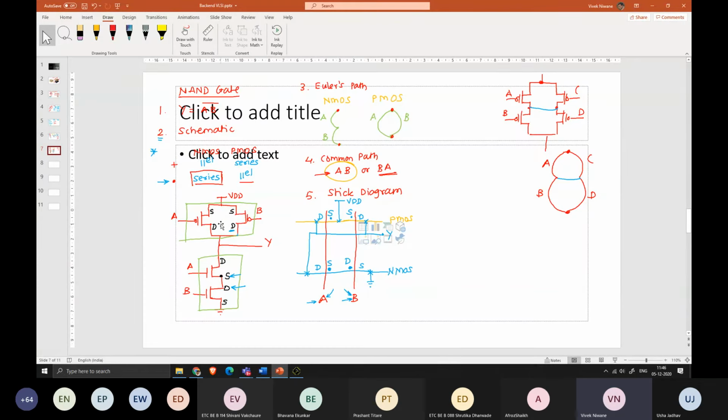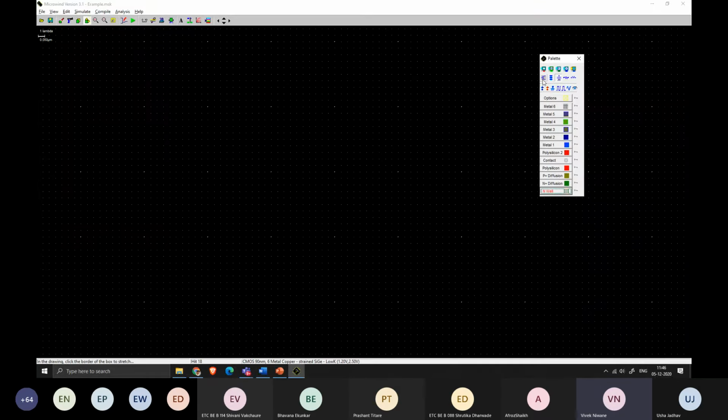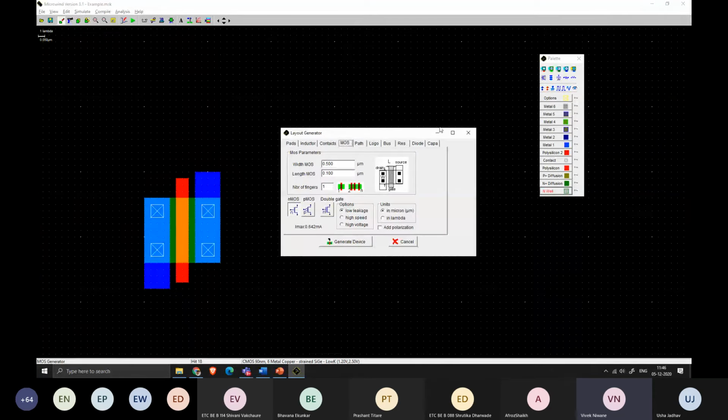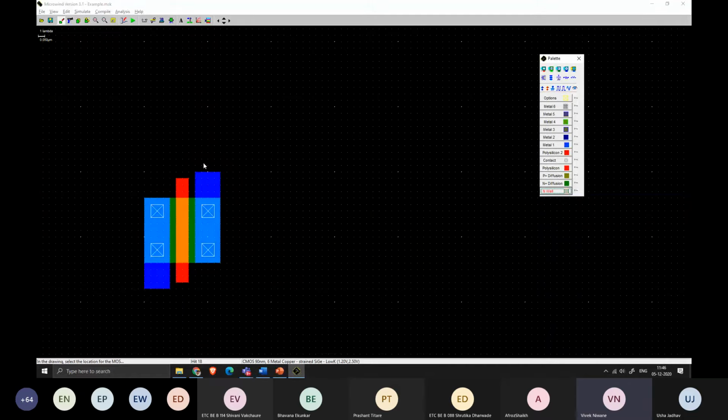Now, how many MOSFETs do we require? 2 PMOS and 2 NMOS. Am I right? Let us get them. Oh, sorry. So we will require 1 NMOS. We will require 1 PMOS.